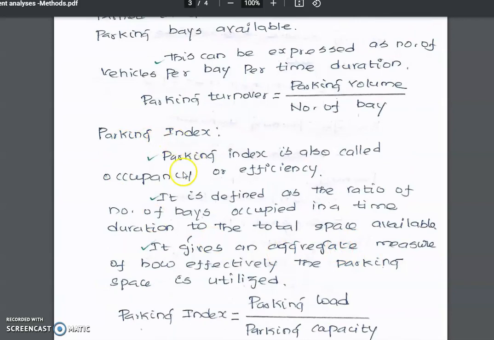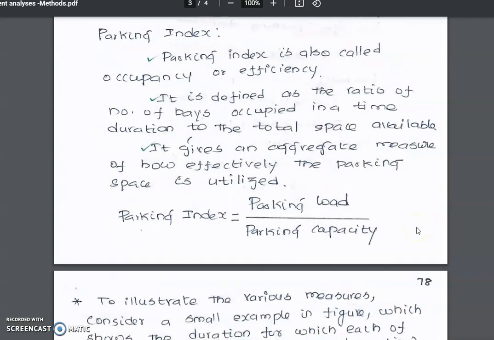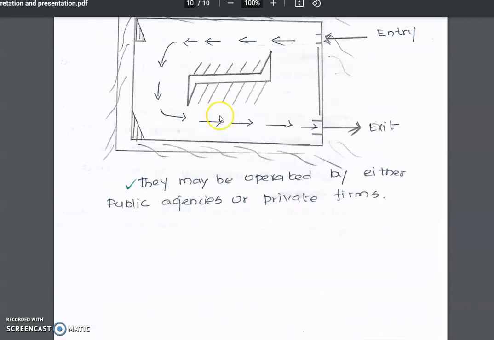Then parking index. Parking index is also called occupancy or efficiency. It is defined as the ratio of the number of bays occupied in a time duration to the total space available. It gives an aggregate measure of how effectively the parking space is utilized. So parking index is equal to parking load divided by parking capacity.